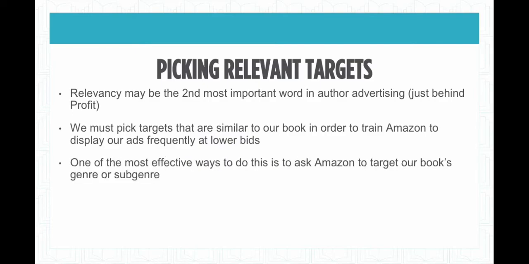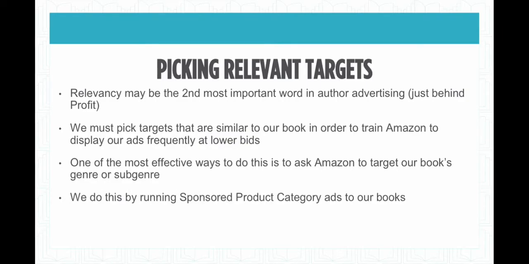One of the best ways to do this is to ask Amazon to target our own book's genre or subgenre. So if we're in sci-fi romance, targeting sci-fi romance. If we're in young adult fantasy, targeting young adult fantasy and coming of age. We do this by running sponsored product category ads to our books. So I'm going to run you through that today.